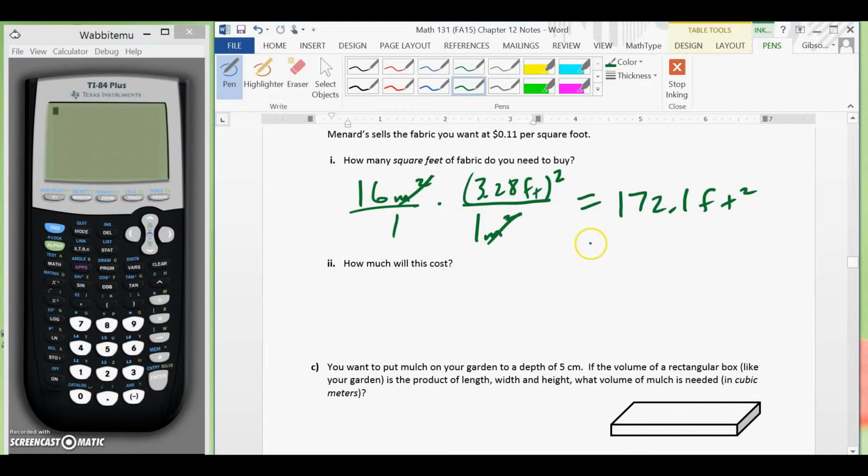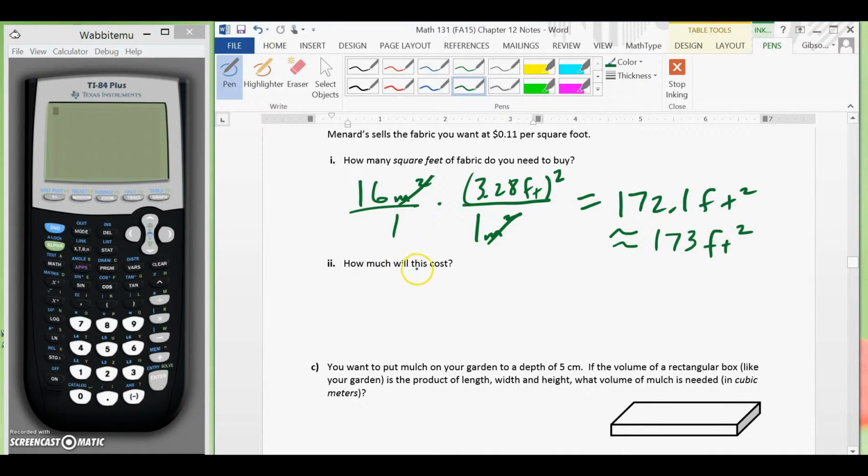Okay, class, picking up where we left off, we had 172.1 square feet, and it says how many square feet of fabric do you need to buy? Now, you know when you go to the store, they will not give you 0.1 measurement of square feet to buy, so you will have to go to the next square footage. So it'll be 173 square feet.